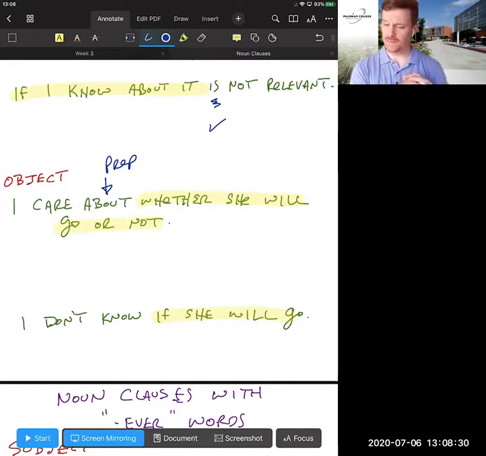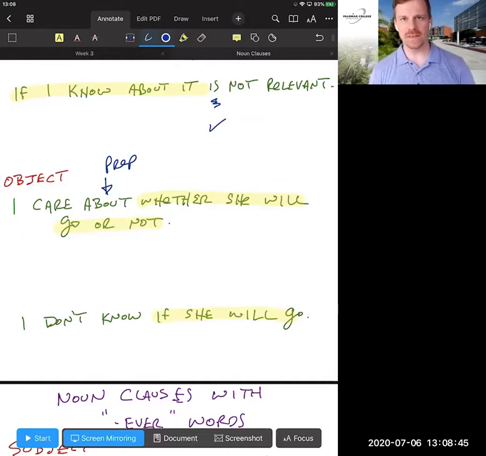Again, take out the noun clause and just say the word something. I care about something. Cool. What is that something? You use a noun clause to describe that something. I care about whether she will go or not.